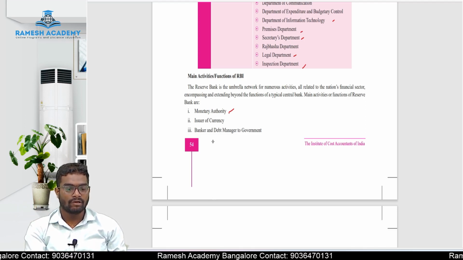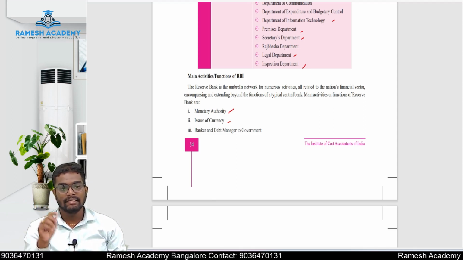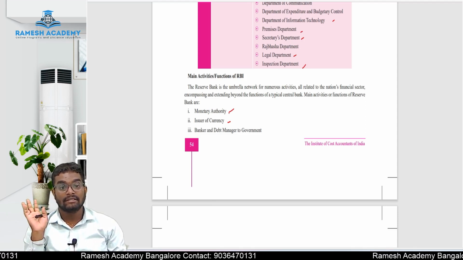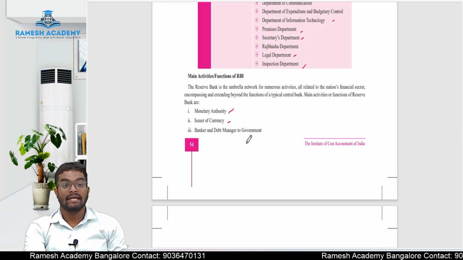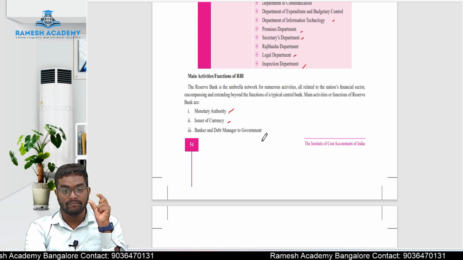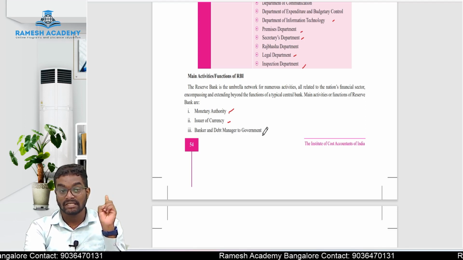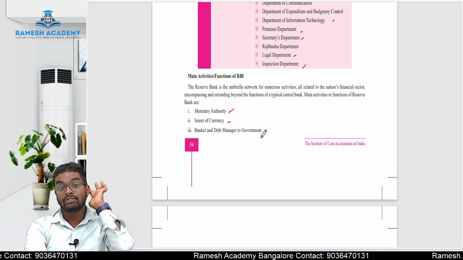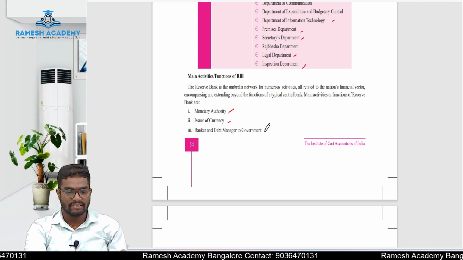Next, issuer of currency. If you see any note of Indian currency, at the top it will be written as Reserve Bank of India. Every note is issued by the RBI, while some coins are issued by the Government of India. If you look, some of the coins, 2 rupees, sometimes 5 rupees, are issued by the Government of India, but except for that, all currency notes are issued by the RBI.